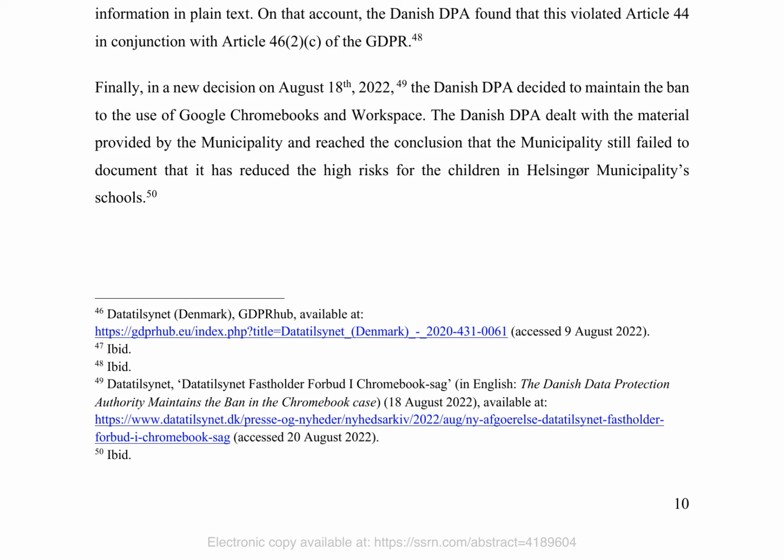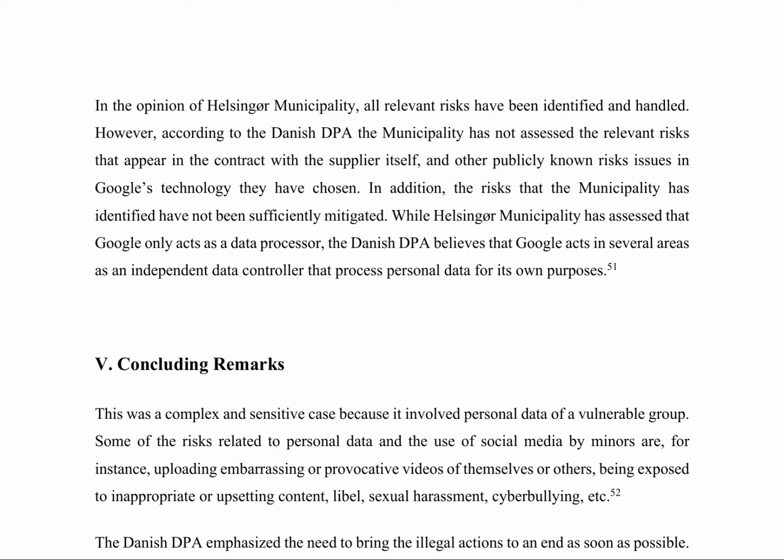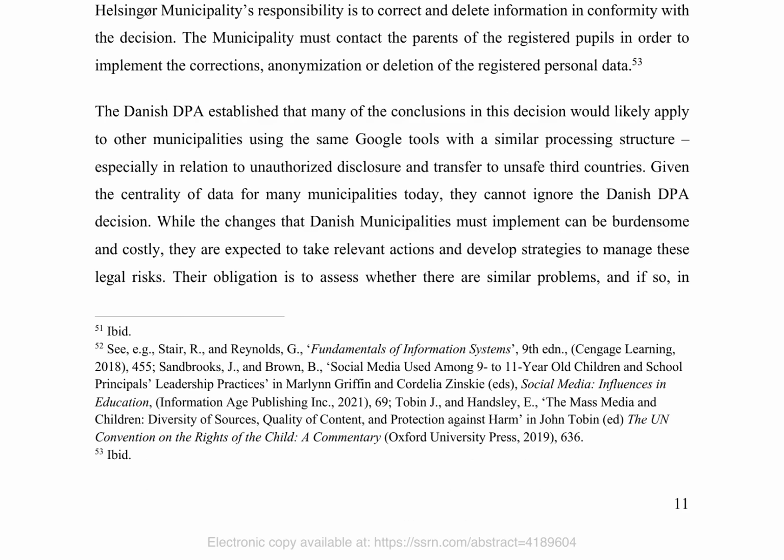The Danish Data Protection Authority, DPA, has emphasized that Helsingor Municipality has not adequately assessed and mitigated the risks associated with its contract with Google, particularly regarding the processing of personal data. The DPA believes that Google acts as an independent data controller, processing personal data for its own purposes, contrary to the municipality's assessment. This decision highlights the need for municipalities to carefully evaluate the risks associated with data processing, especially when using cloud computing services.